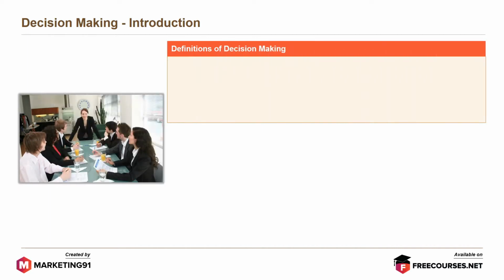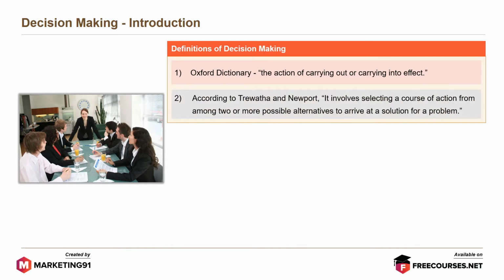Definitions of decision making are: the Oxford Dictionary defines decision making as the action of carrying out or carrying into effect. According to Trevatha and Newport, decision making involves selecting a course of action from among two or more possible alternatives to arrive at a solution for a given problem.